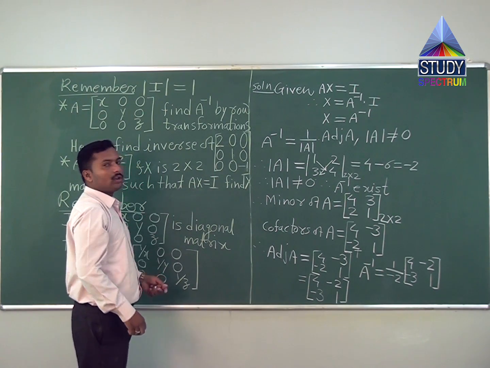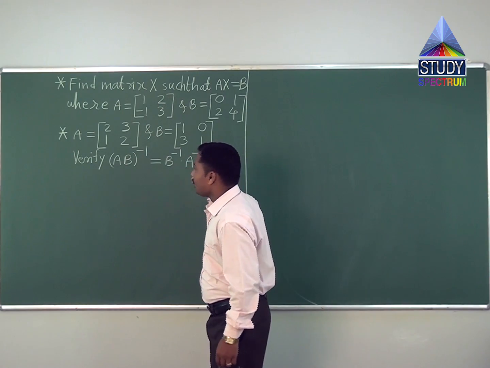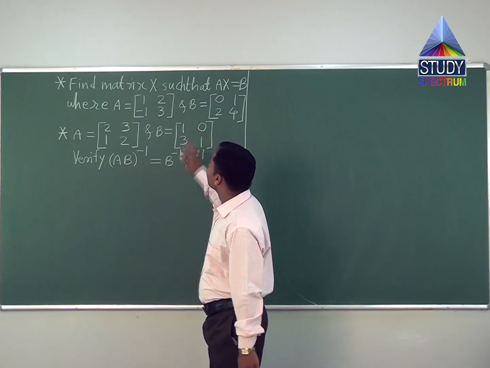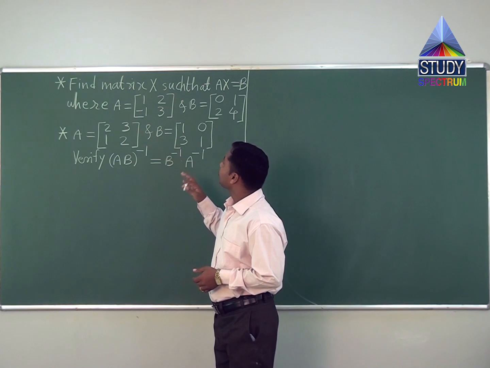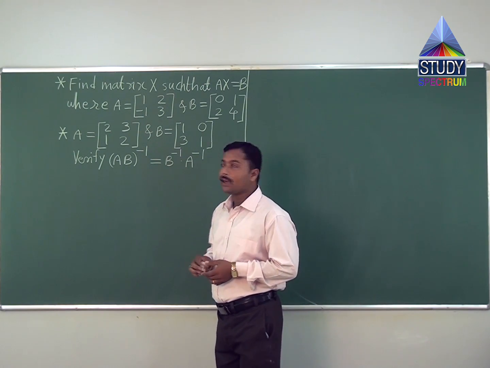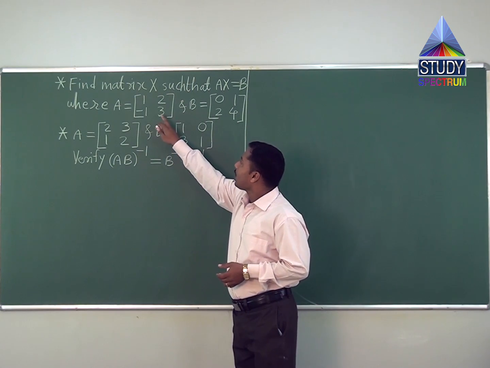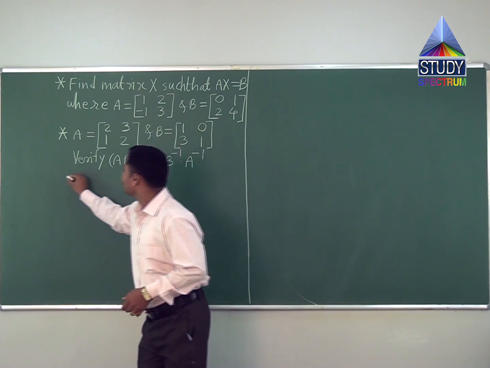So we enjoy also more problems. We enjoy all more problems on the matrices. So this is also a very interesting problem. Find matrix capital X such that AX equal to B, where A and B are given. So we start the solution.